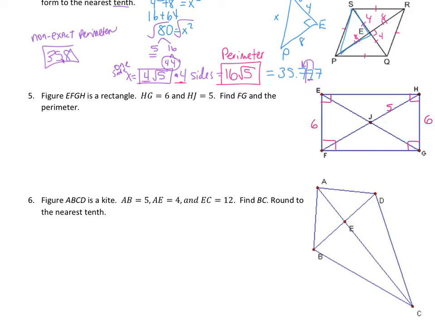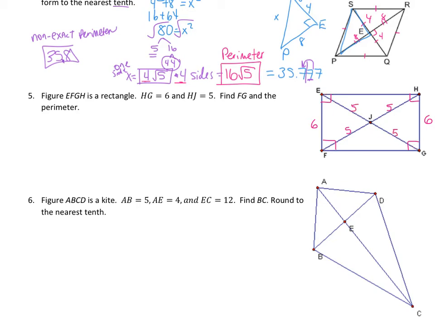We also know that the diagonals are bisecting each other because it's a parallelogram. And because it is a rectangle, we know that the diagonals are congruent. So that means this whole length is congruent to this whole length. So if both of these are already 5, that means that the other two are also going to be 5.